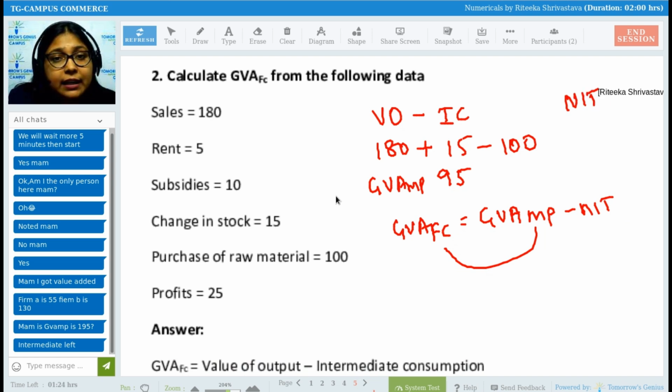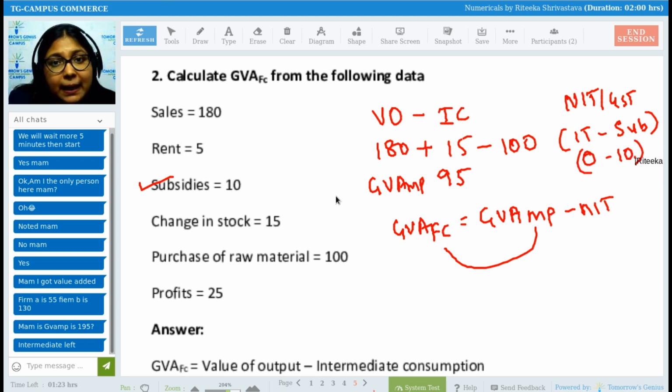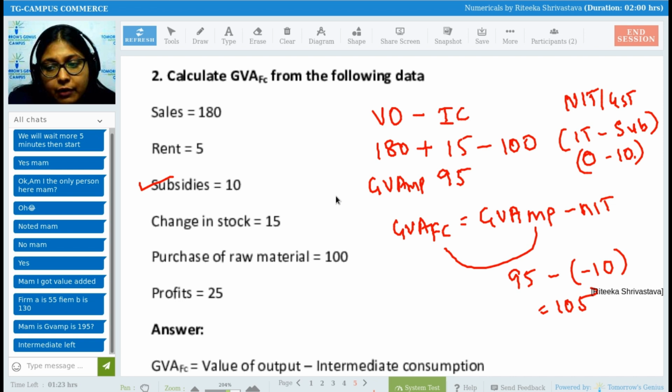If NIT is given directly or GST is given, then it is fine. But if it is not given, then the formula is there: IT minus subsidies. So IT is not given anywhere. Subsidies is given to you, 10. So IT is 0 minus subsidy 10. So your NIT becomes minus 10. So 95 minus minus 10, that means 95 plus 10 becomes 105.